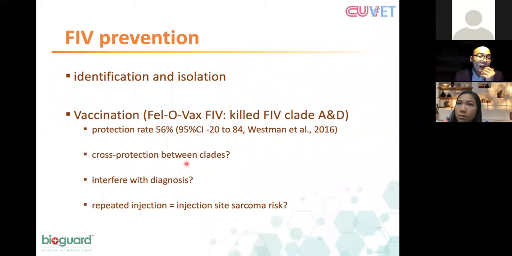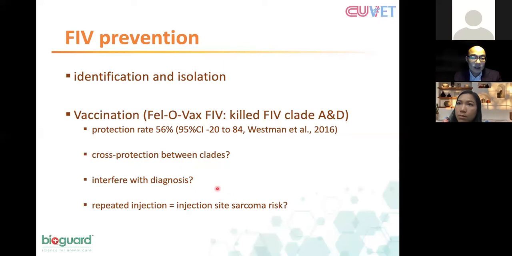But the concern of FeLV vaccine is whether it could provide protection between clades. FIV, similar to HIV, is one of the most clever viruses in the field right now. It can hide the neutralizing epitope underneath the glycosylation shield, and therefore there is a high tendency that the vaccine could not provide protection between clades.